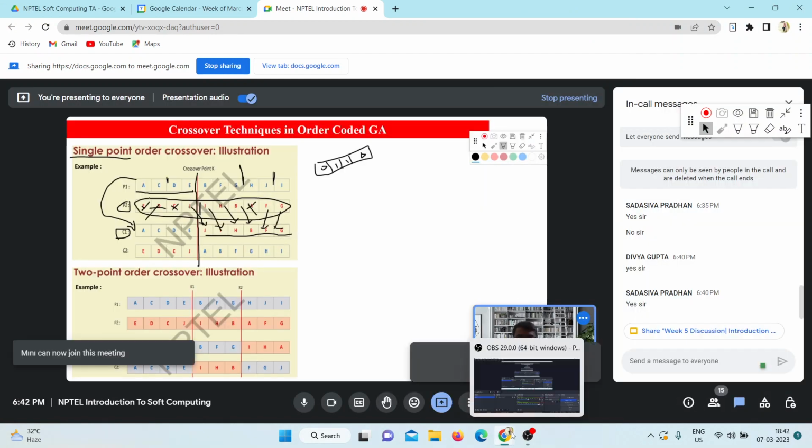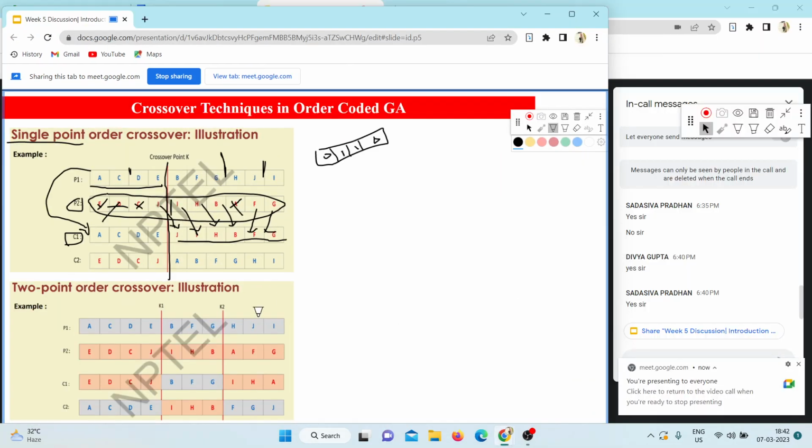Nice. Okay. So 2-point crossover. In 2-point crossover, what do we do? You remember the 2-point crossover of binary coded GA. There also we put two imaginary bars in the parents. So we have put two imaginary bars, one after the fourth bit and one after the 7th bit.